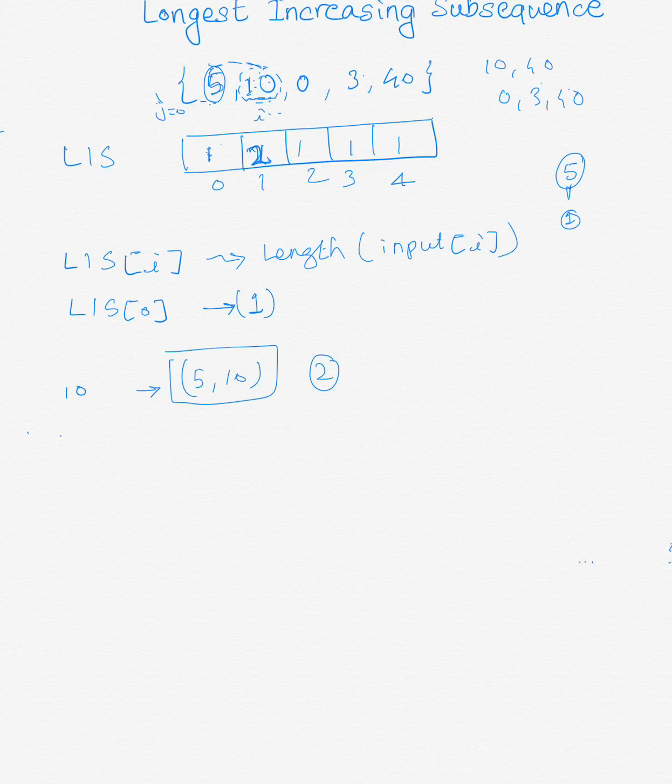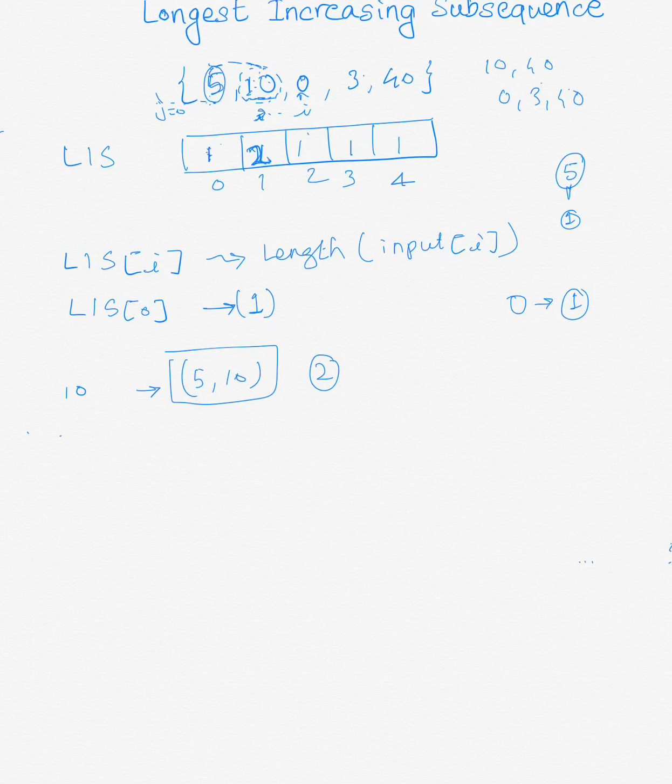Then we increment i by 1, and now i points to 0. Now we have to start from the beginning of the array again. So j starts from the first element of the input array, and we'll see whether every element before 0 can form a subsequence with 0. We'll check 5. Can 5 form an increasing subsequence with 0? No. Can 10 form an increasing subsequence with 0? No. So that means there's only one increasing subsequence that ends with 0, and it's 0 itself, right? And the length of that is 1.